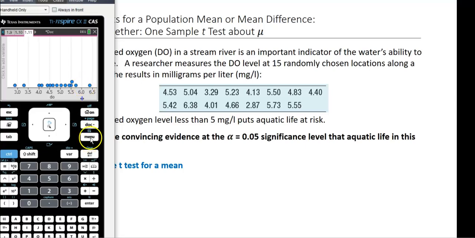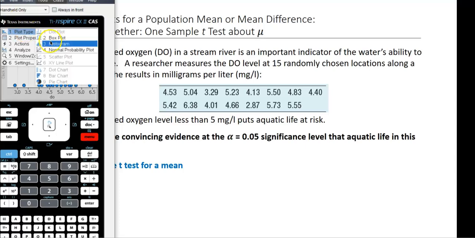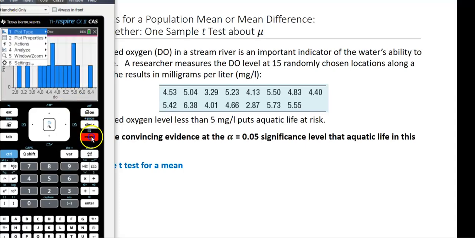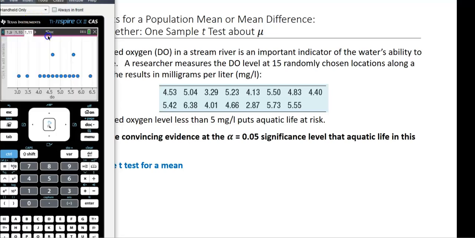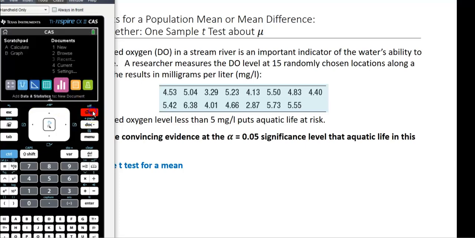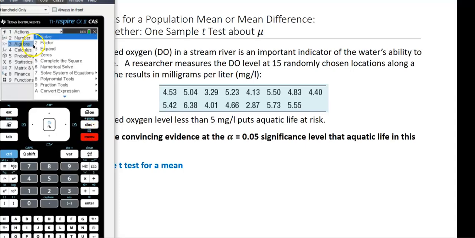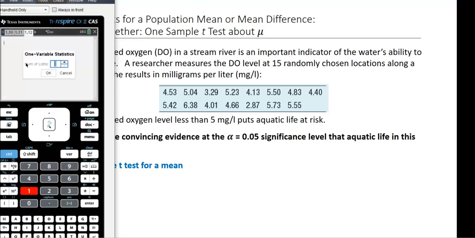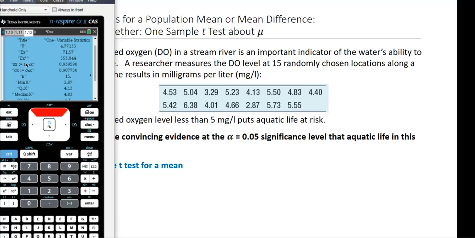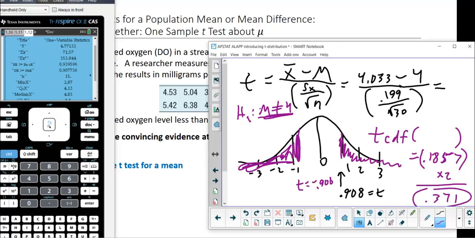I think we're okay. If you did want to check for outliers and you just weren't sure, you could go to, not histogram, sorry, you could go to a plot type and go to box plot, and it shows you there's no outliers. For the next step, you might want to do one variable stats on this data. So I'm just going to do that. Menu 6, 1, 1 and choose the DO list. So you do have now some information there if we need it to do the DO step.